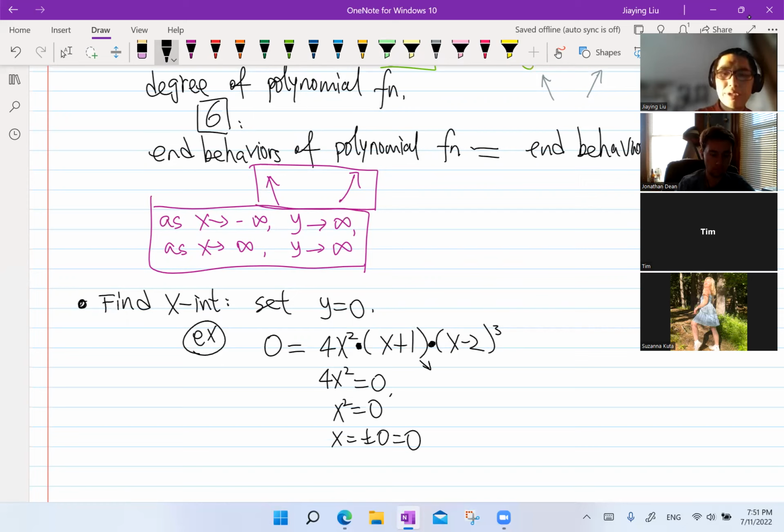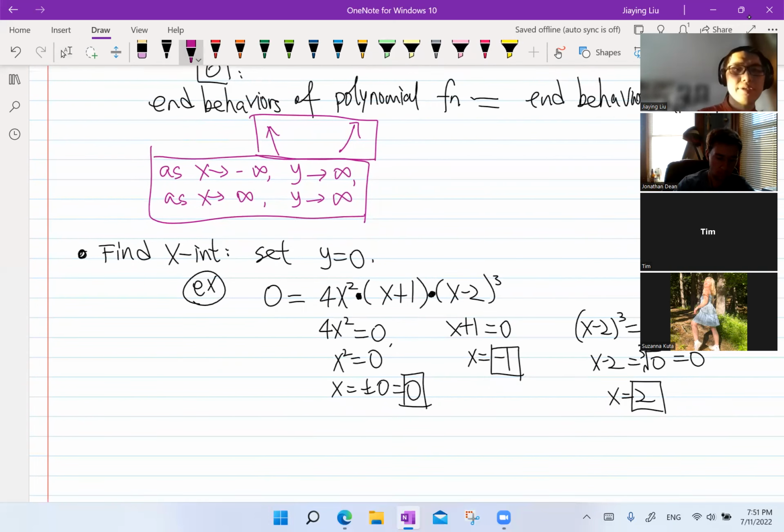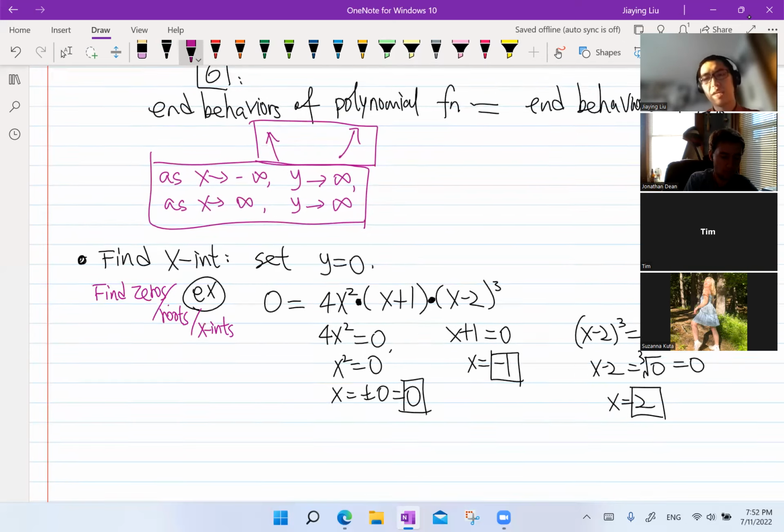We could also have, from the middle term, x plus 1 equal to zero. If we subtract 1, we get x equals negative 1. We could also have (x minus 2) cubed equals zero. If we take the cube root, x minus 2 equals the cube root of zero, which is zero. Adding 2, we get x equals 2. So there we have it: x equals 0, x equals negative 1, and x equals 2. Those are the x-intercepts. And it's the same thing if the question says finding the zeros or finding the roots. Find zeros, or find roots, or find x-intercepts. They all refer to the same process, looking for the same x values.